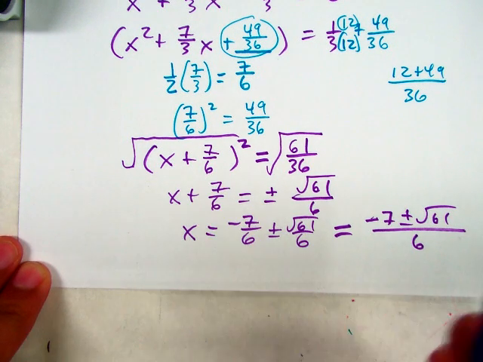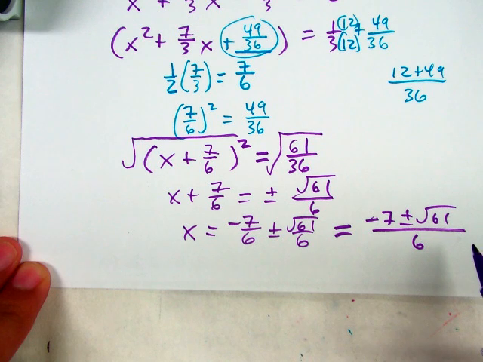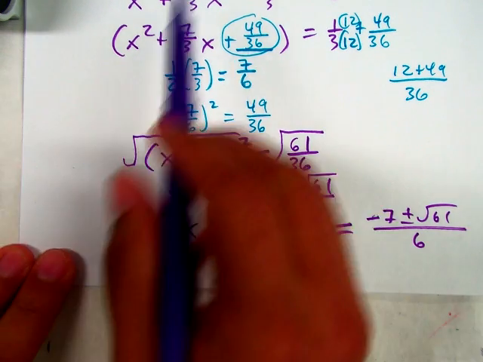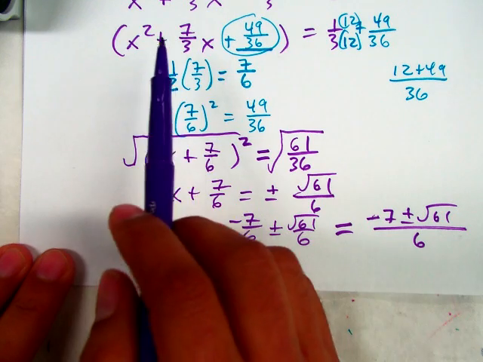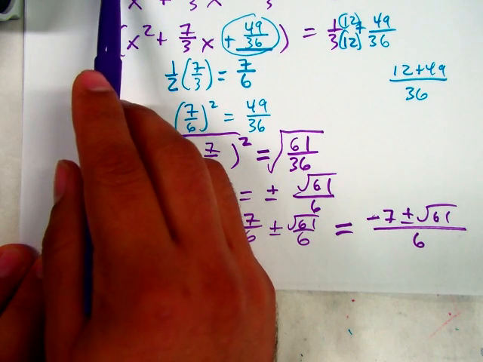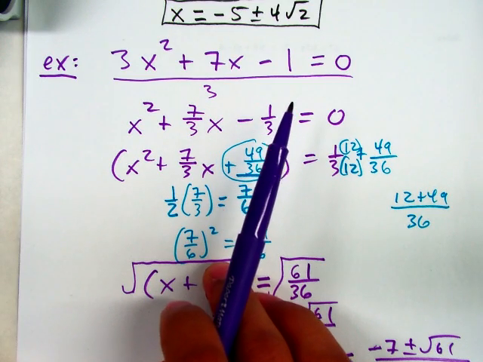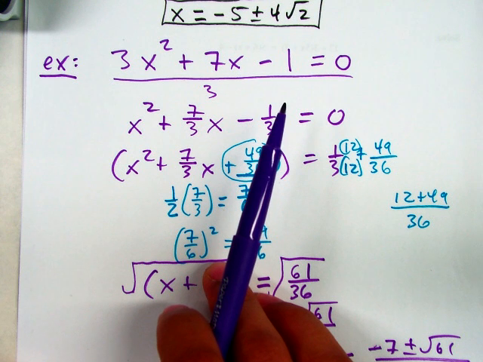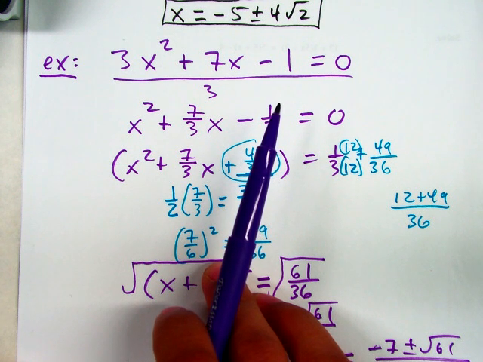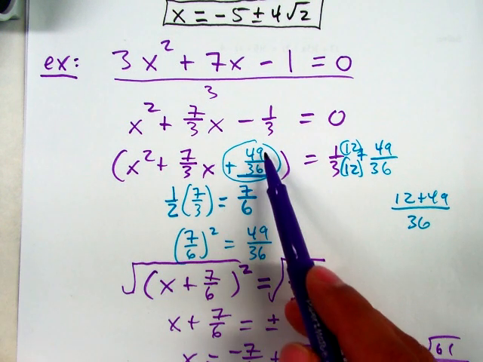Yes? Don't you multiply the 49 over 36 times 3? You take the 3 out. So there's a difference. That's a great question. Did we take a 3 out? Or what did we do? We actually divided by it. So we don't actually have to take the 49 over 36 and multiply it.